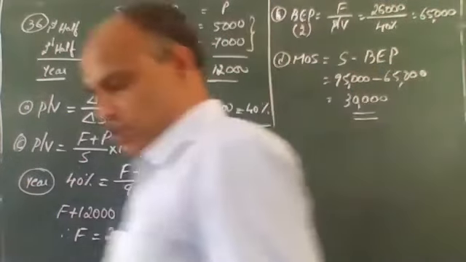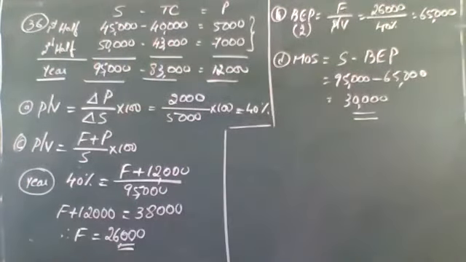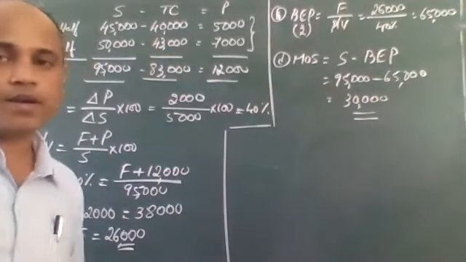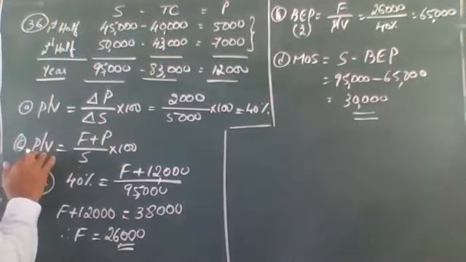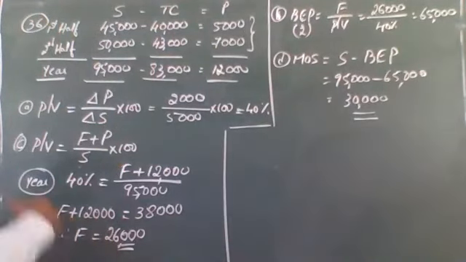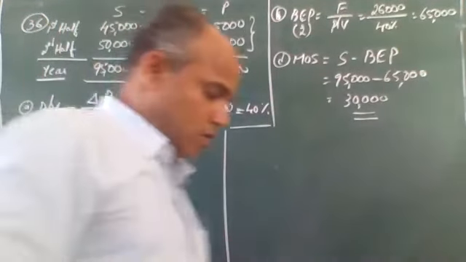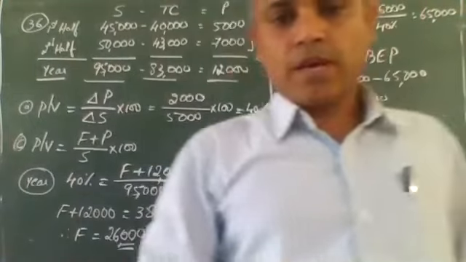That is about your question number 36. So all these questions are very, very important. The two-period information formula, which starts with PV ratio. Again, the PV ratio helps to find out fixed cost, and then the problem flows. That's all for today. Thank you so much.